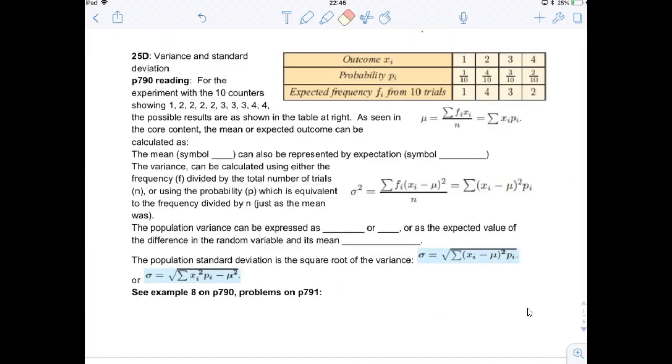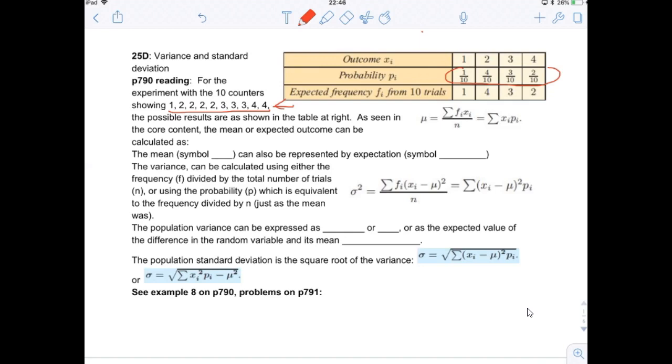So let's do the rest of page 1. We're now in section 25D on page 790. They give an example of an experiment where you have a bag with 10 counters in it. What's a counter? It's just like a little chip with a number on it. So they got 10 counters, and they have the following numbers written on them. Since there's a disproportionate number of 1s, 2s, 3s, and 4s, the probability that you get 1, 2, 3, or 4 is not the same. It's 1/10, 4/10, 3/10, 2/10 in proportion to the number of times each number occurs, right?